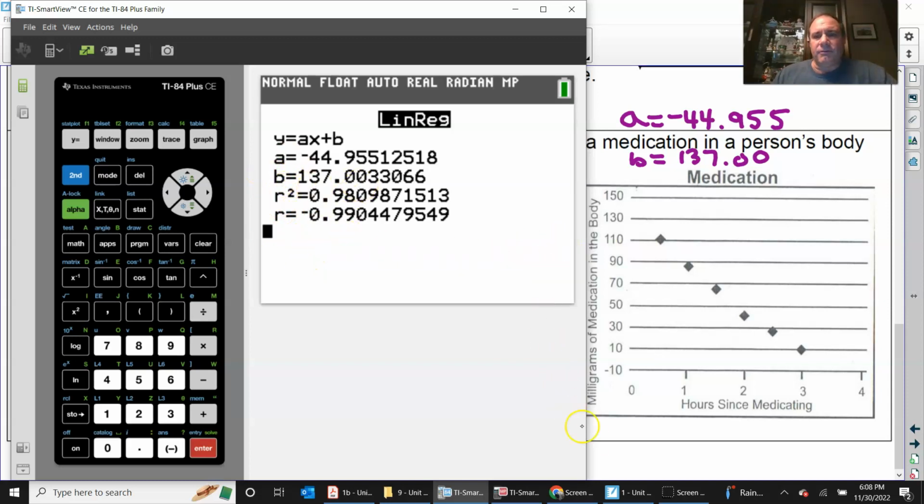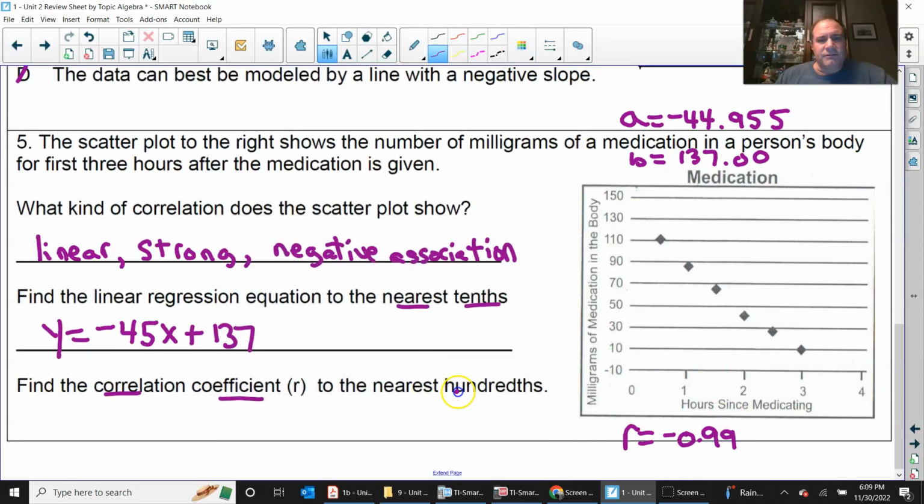So I am going to put an R of negative 0.99. Round to the nearest hundredths. So R equals negative 0.99.